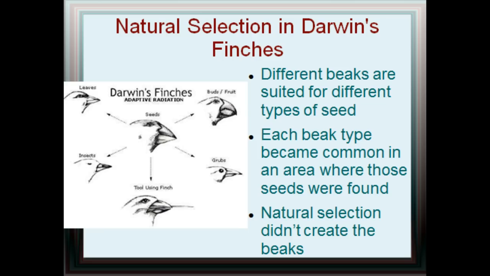Very simple situation. Again, you could see it as a luck of the draw. If you had the beak that was shaped for those seeds, you survived and got to pass on your traits. If you didn't, you died. Or you moved to somewhere else.